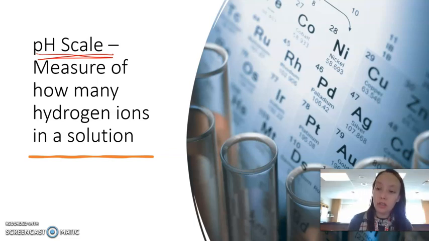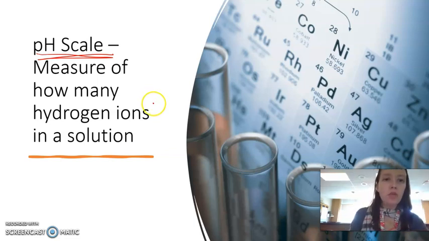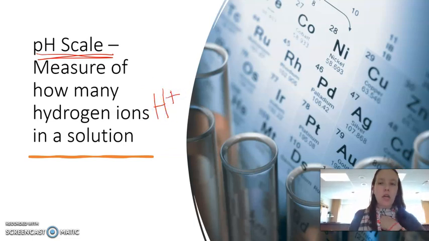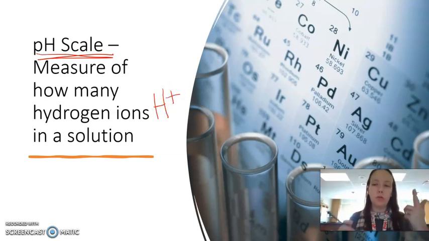Remember we talked about solutions being mixtures of something dissolved into a solvent. In this case, normally water. Water's pretty common because it is that universal solvent. But pH is a measure of how many of those ions are dissolved in that solution. We would write hydrogen ions as H+. So whenever we write that H+, we know we're talking about a hydrogen ion.